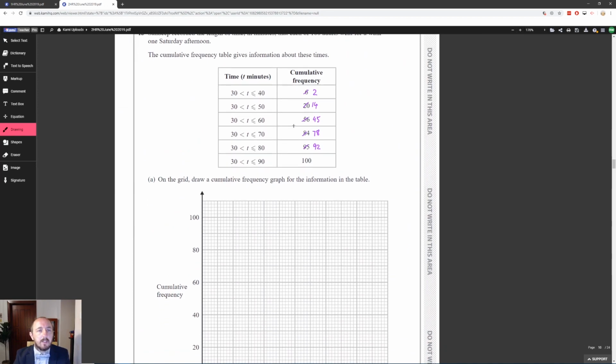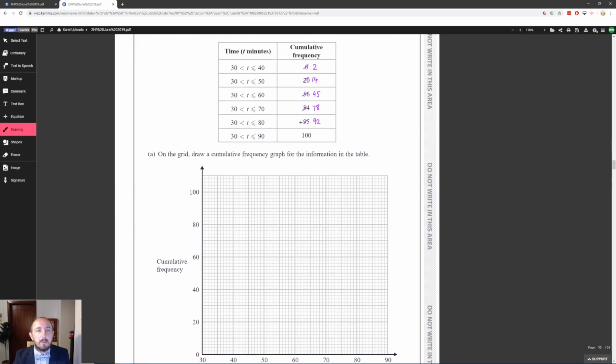So, cumulative frequency. I just changed the numbers a bit here, and remember that we plot the end point of this. So we're going to do 40 and 2, then we're going to have 14, 45, 70 is 78, 92, and then 90 is 100, like that.